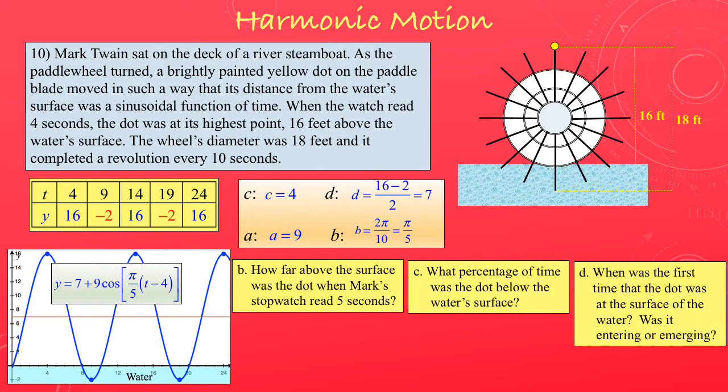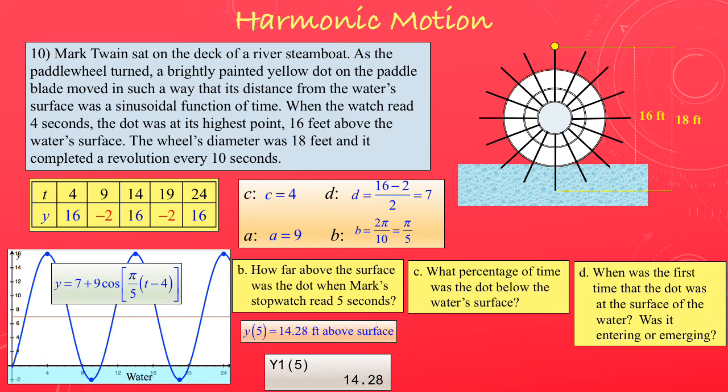Using the calculator's graphic abilities, there are 3 questions we can easily answer. The first question is, how far above the surface was the dot when Mark's stopwatch read 5 seconds? All you need to do is to find y of 5. If your equation is in y1, then you use vars, y1, parentheses 5, and you get an answer of 14.28 feet above the surface.